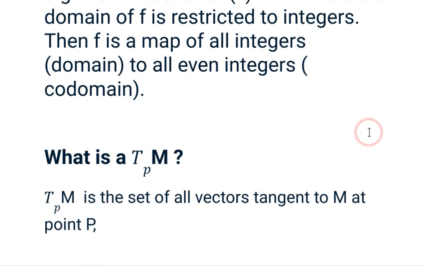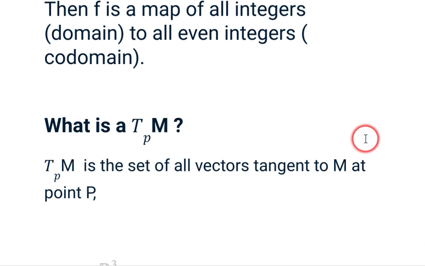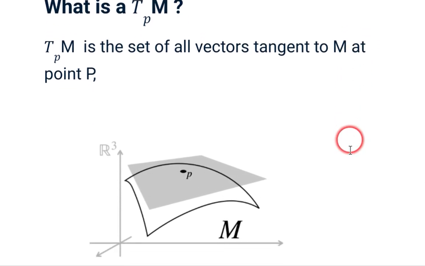Okay, here's one of the last ones. I run into this one all the time. What is TPM? This is a manifold, and T is the tangent space. So TPM is the set of all vectors tangent to M at point P. So this is a tangent space. And here is a picture that's worth 1,000 words.